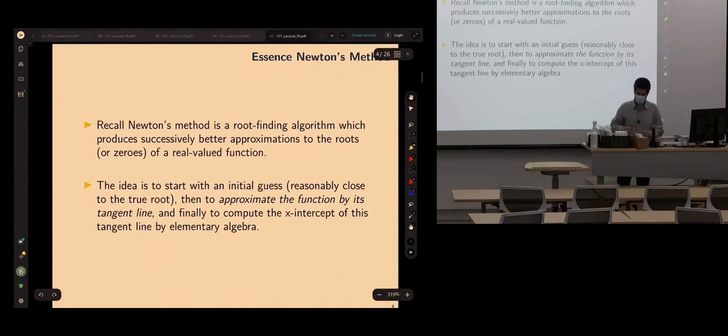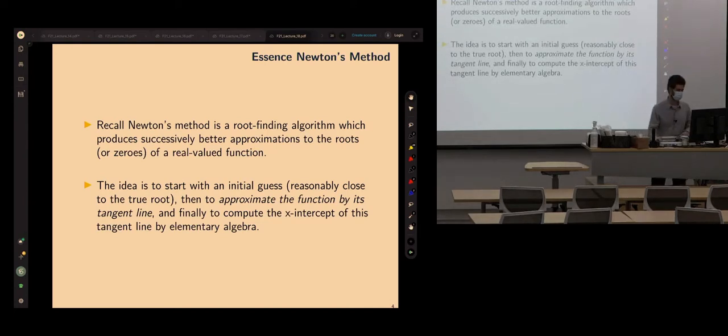Now, what was the essence of Newton's method? Can somebody point out, if you remember from last time, what was the core idea? To summarize what we learned, also motivate why we're going to talk about linear approximation.